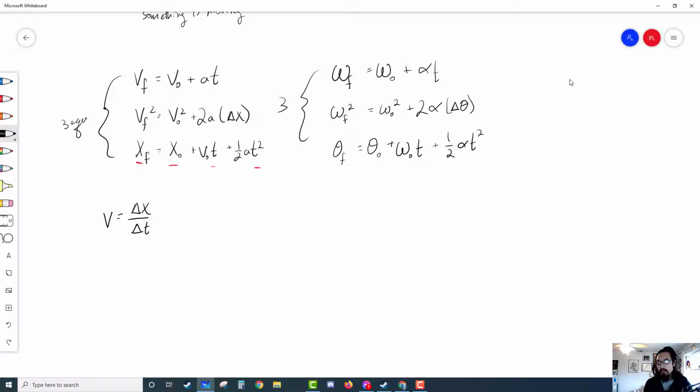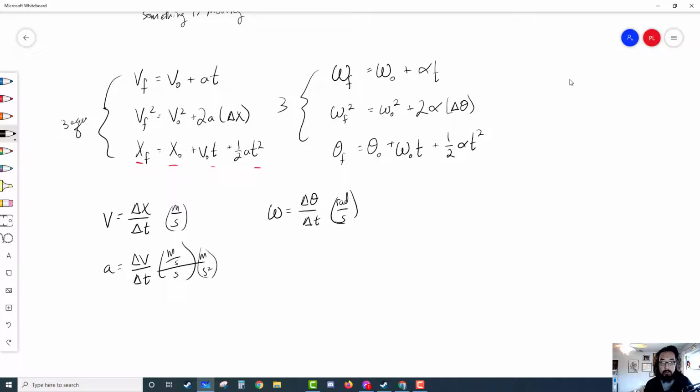And one way to really check yourself is to see what the units are. We know that the units for position is meters, the units for time is seconds, so the units for velocity is meters per second. We could use the same technique for omega. Omega is the change in theta over the change in time, and we have radians per second. And then we know that acceleration is the change in velocity over the change in time. So we get meters per second divided by seconds, and that gives us meters per second squared.